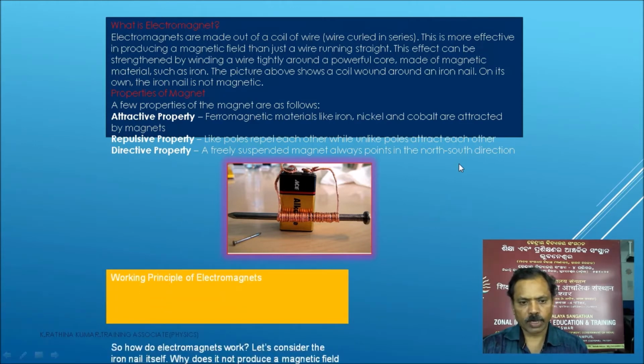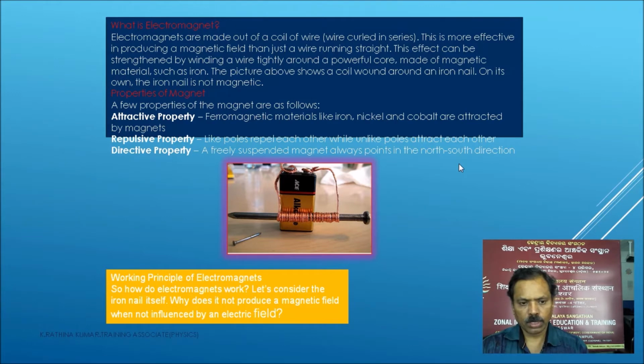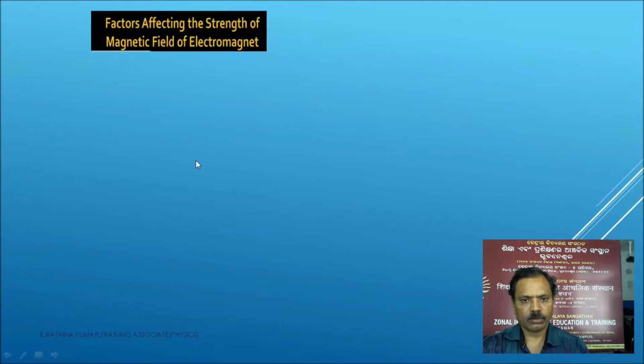Working principle of an electromagnet. So, how does an electromagnet work? Let's consider the iron nail itself. Why does it produce a magnetic field when not influenced by an electric field? Then, factors affecting the strength of the magnetic field.